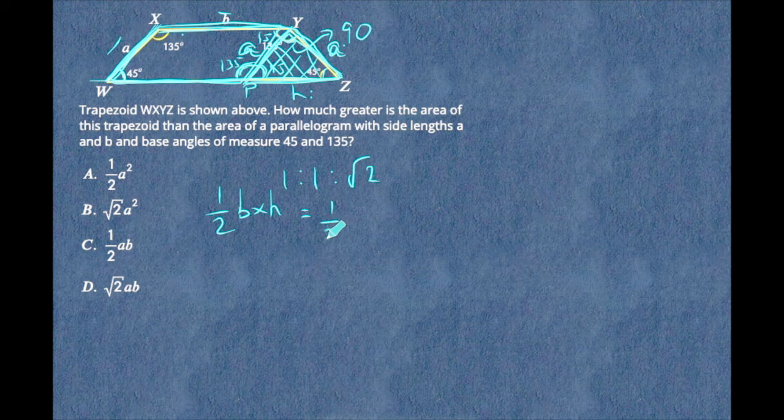You see, half. What is the base? It is this side of the isosceles triangle, which is A. And what is the height? It is A. So the area is equal to half A squared. So we know from the choices, A is our answer. That's how we solve this problem. See you in the next video. Bye.